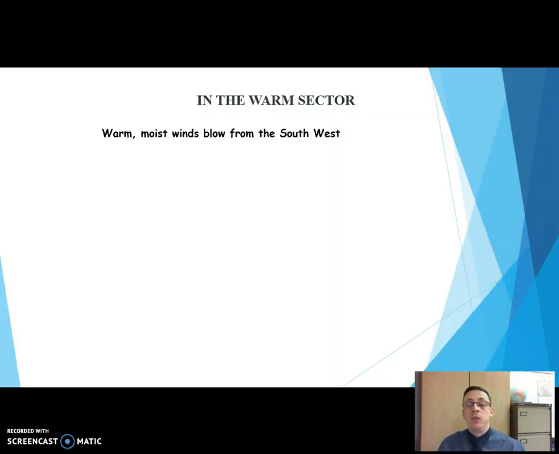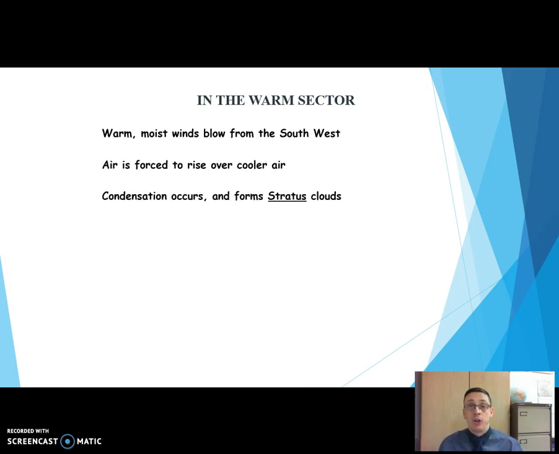Now, if we move into the warm sector, the warm sector occurs between our warm front and our cold front. The air inside there, we tend to see a lot of condensation, and we get some stratus clouds. Stratus clouds are kind of like a big blanket of clouds. You've all seen all of the types of clouds that we're going to talk about.